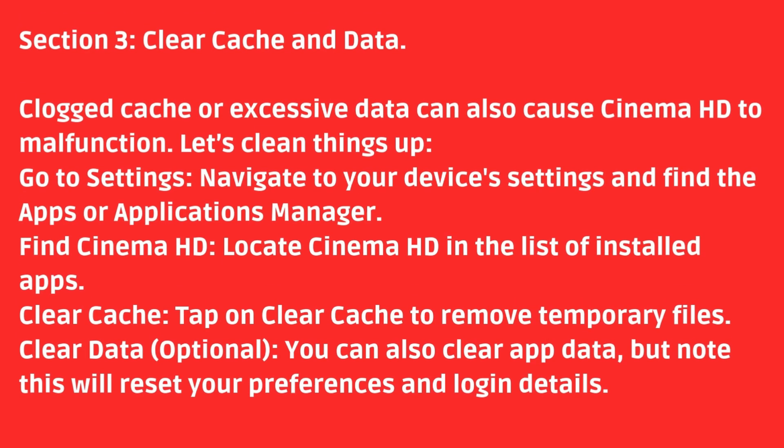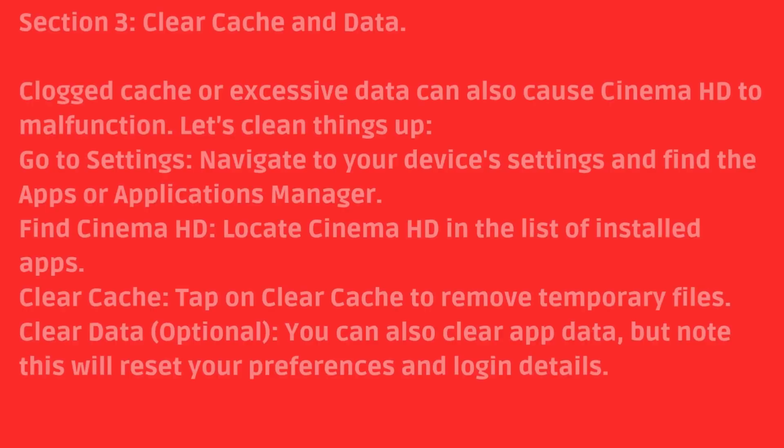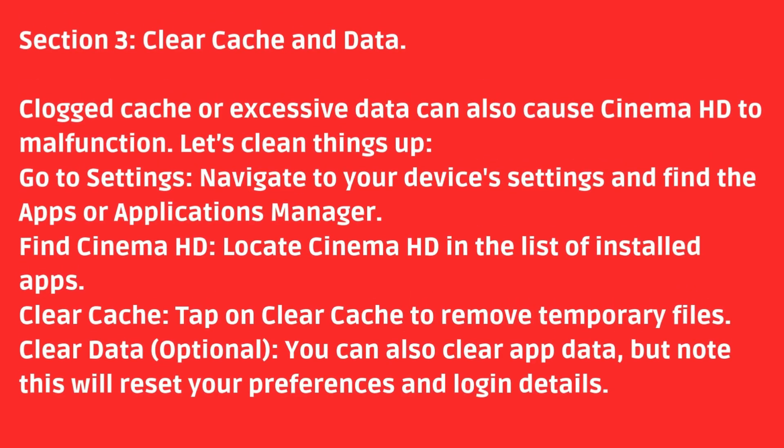Section 3. Clear cache and data. Clogged cache or excessive data can also cause Cinema HD to malfunction. Let's clean things up. Go to Settings, navigate to your device's settings, and find the Apps or Applications Manager. Find Cinema HD, locate Cinema HD in the list of installed apps. Clear cache, tap on Clear cache to remove temporary files. Clear data optional. You can also clear app data, but note this will reset your preferences and login details.